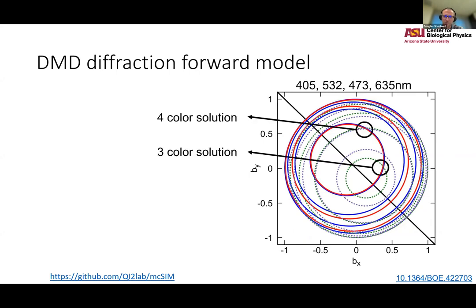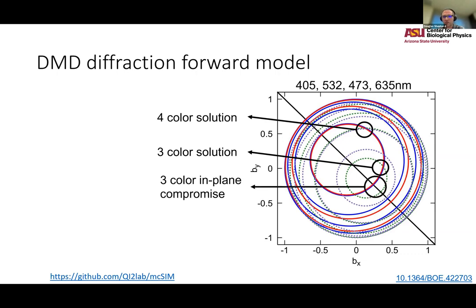So he simulated this for 4 colors, and it turns out there are configurations of the incoming angles of the light and the angle of the DMD relative to the outgoing optical axis, where you have both 3 and 4 color solutions. And again, he was analytically able to do this, which means this calculation takes seconds.